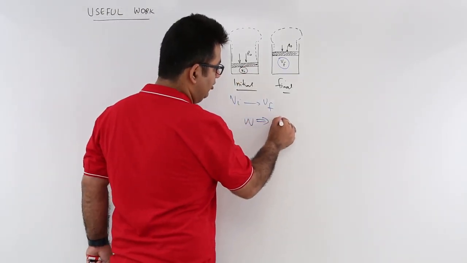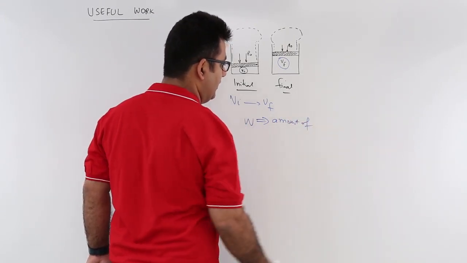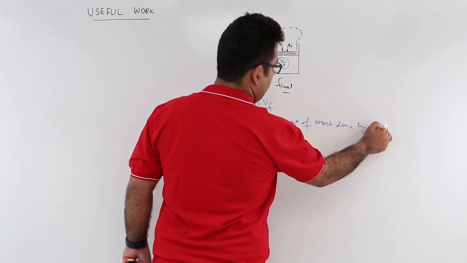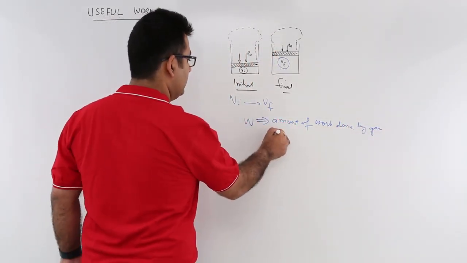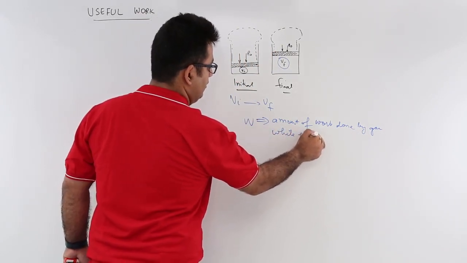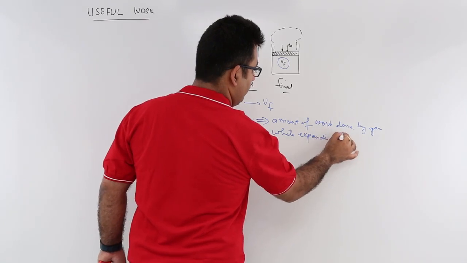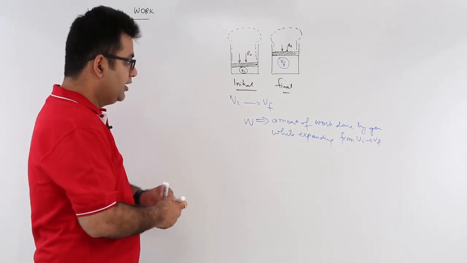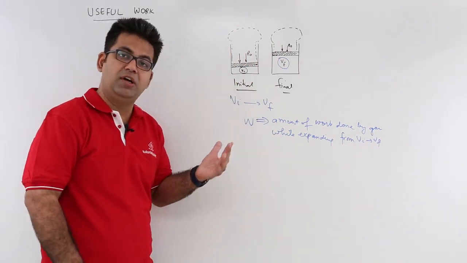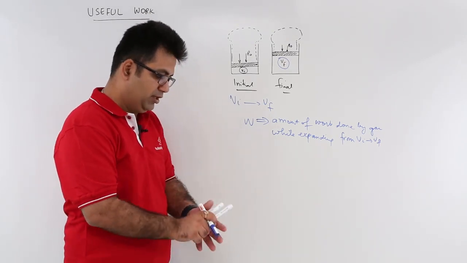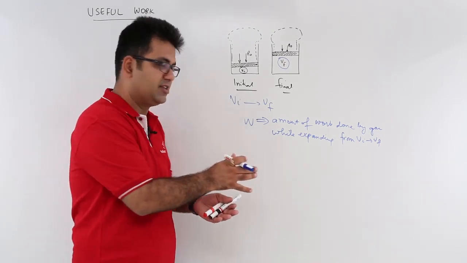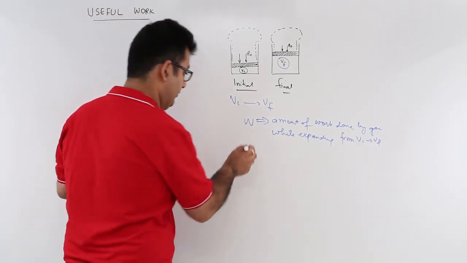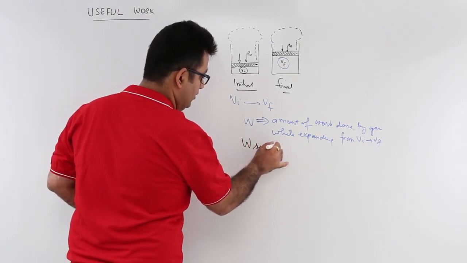W is the amount of work done by gas while expanding from Vi to Vf. Now the entire amount of this work is not available to us. There is some work which is subtracted from this. Now what is that work? That work is called the surrounding work.